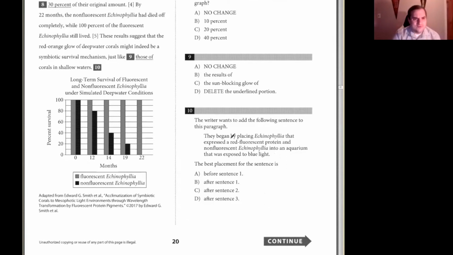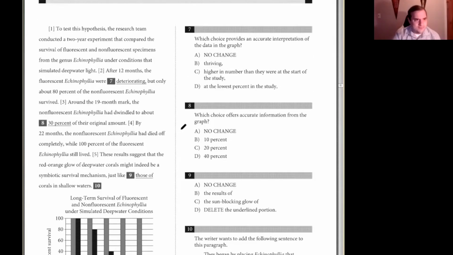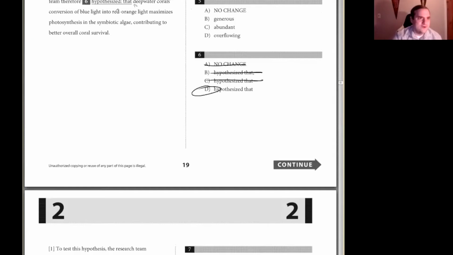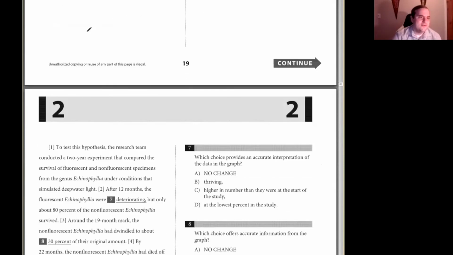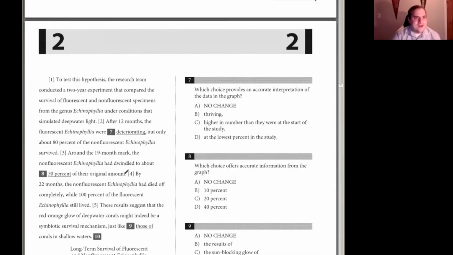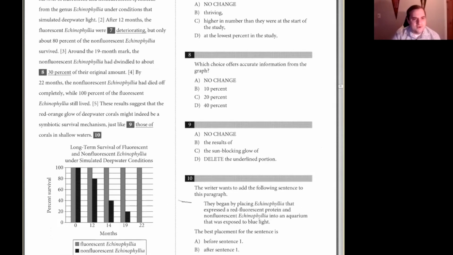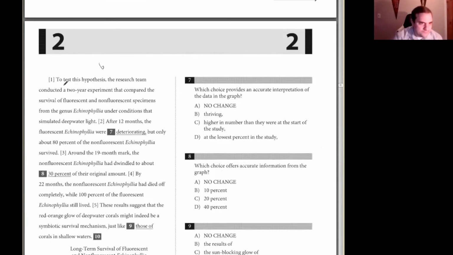All right, so now we want to evaluate where it could go. So before sentence 1, all right, so the team therefore hypothesized this. To test this hypothesis, no, this is directly leading from there. And this is about to explain the experiment that we are going to begin. Which is not A. To test this hypothesis, the team conducted a 2-year experiment that compared the survival of fluorescent and non-fluorescent specimens from the genus, blah, blah, blah. All right, so this is what they said they were going to do.